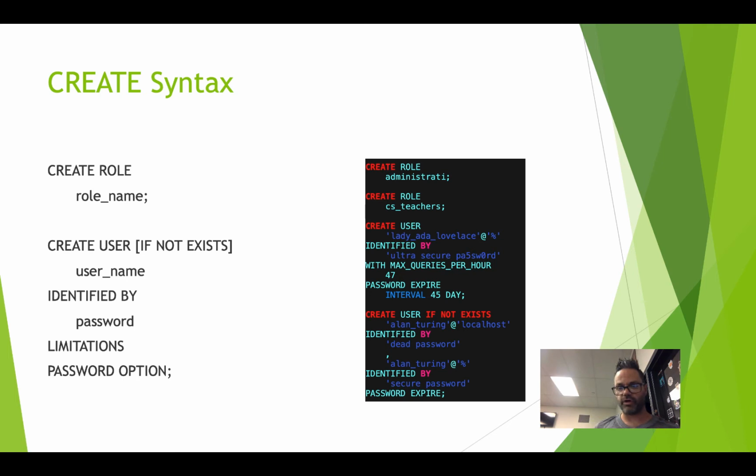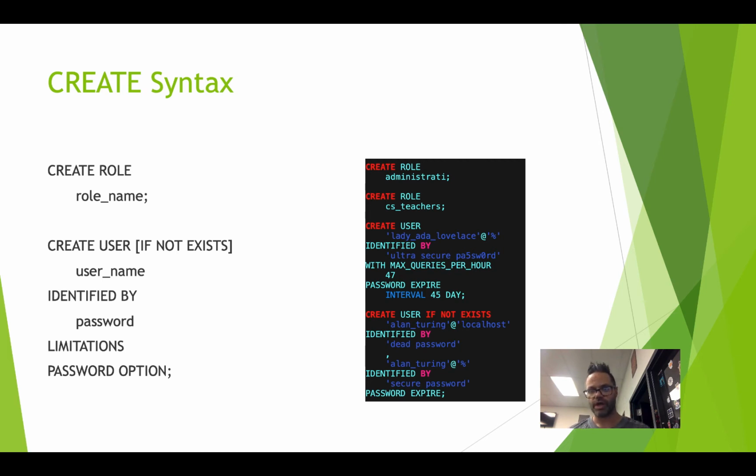Now, the interval 45 days password expiration, that's saying, hey, this is how often this user is going to have to change their password. And so we have that right there. We then have another user created. We're having Alan Turing at localhost, who's identified by dead password, comma Alan Turing at %, identified by secure password. So even though I have two different things right here, these are basically two separate users. One's for localhost only, one is however logging in from anywhere, and they have different passwords. And their password is set to expire, which means as soon as they log in, they have to change their password.